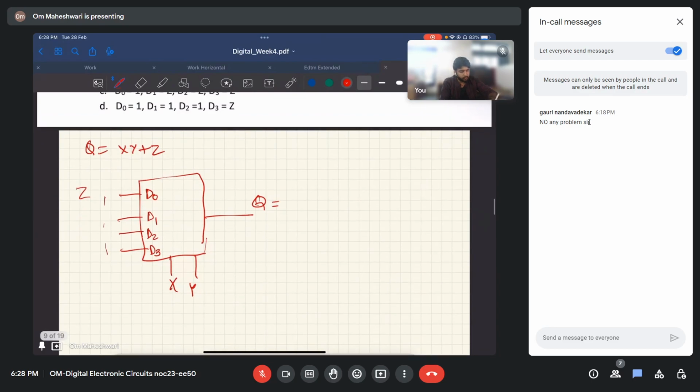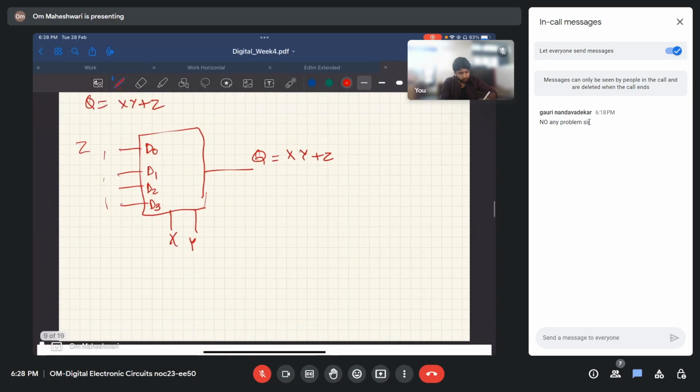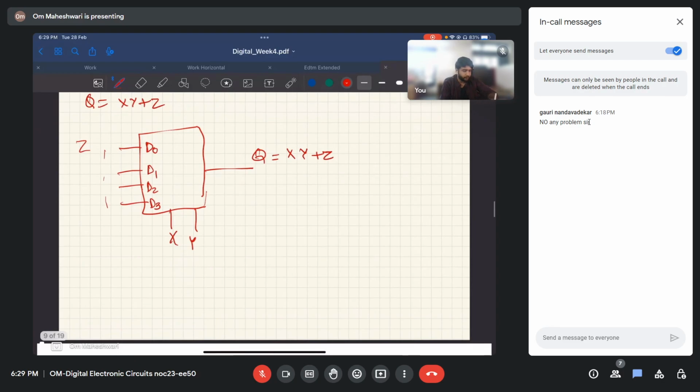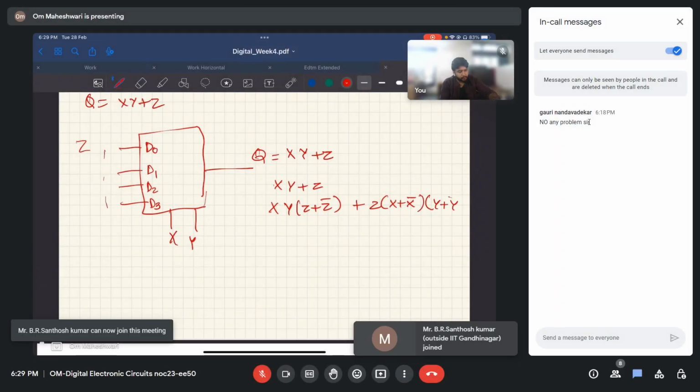Okay. So what we have is xy plus z. So let me just write its min terms. So how do we do that? Since it has three variables, xy plus z will be xy(z plus z bar) plus z(x plus x bar)(y plus y bar). Simply I've written this is one and this is one, this is one. I've just multiplied one on all the sides, right?